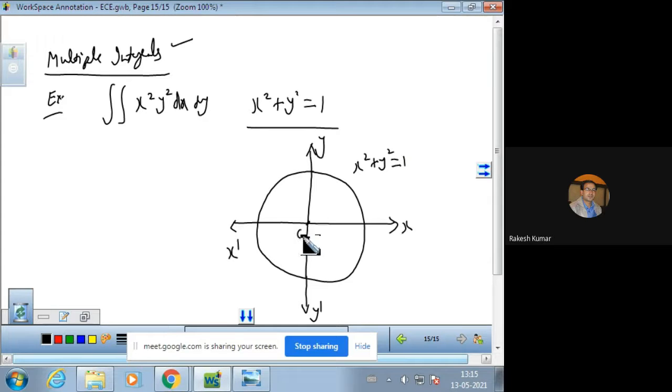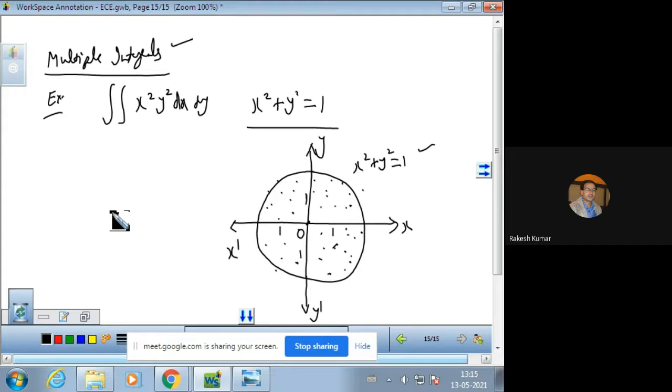Center is origin and radius is 1. So this is 1 unit on this side, 1 unit, 1 unit and 1 unit. Radius is 1. So over this region you need to evaluate the double integral. This is the region. So we have the region in all 4 quadrants: first quadrant, second quadrant, third quadrant and fourth quadrant. So you need to evaluate over this.